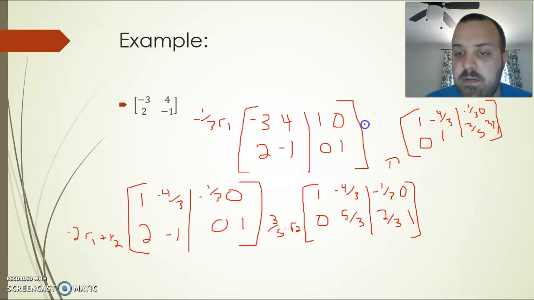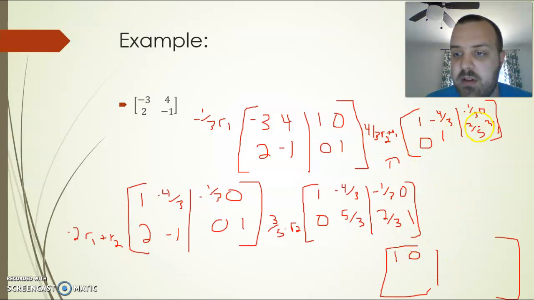And then I'm going to do 4/3 row 2 plus row 1. Okay, and so my final matrix I'm going to write down here. Let's see, we're still going to have 1 here. We're going to have a 0 here. Over here, I'm going to have 4/3 times 2/5, which will be 8/15, plus negative 1/3, which is negative 3/15. So it's going to be 5/15 or a third.